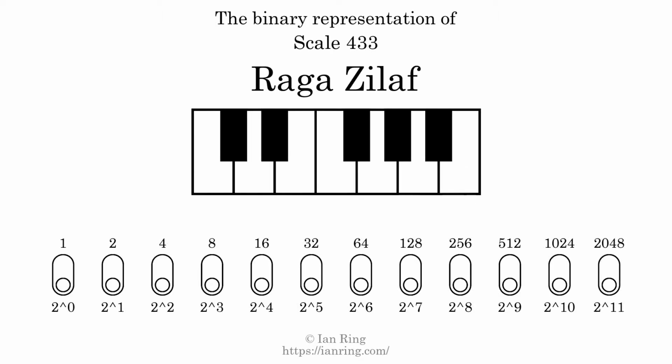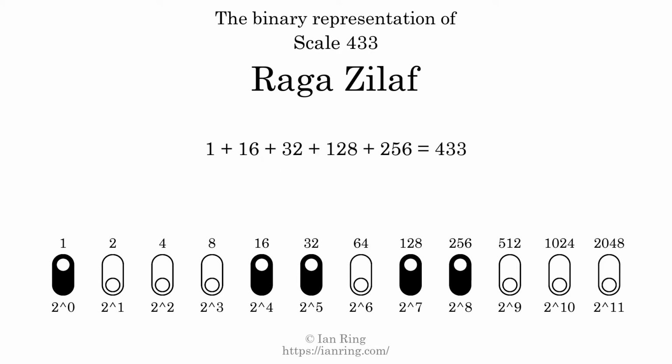The binary representation of this scale is determined by mapping tones of the scale to binary digits. Each binary digit represents a power of 2. To get the scale number, we add the powers of 2 together. The powers of 2 that are present in the scale, all added together, equals 433. That is why the scale number, in decimal, is 433.